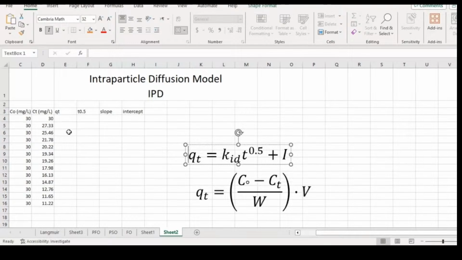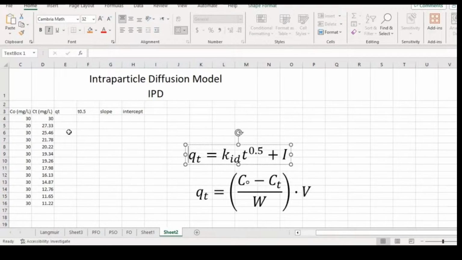If you linearize this equation, it is y equals mx plus c, where y is qt, m, the k value, is our slope, and on the x-axis we take t to the power half, and I, the intercept, will be our thickness. First of all, let's calculate qt. The formula is C naught minus Ct divided by the mass of the adsorbent, multiplied by volume.